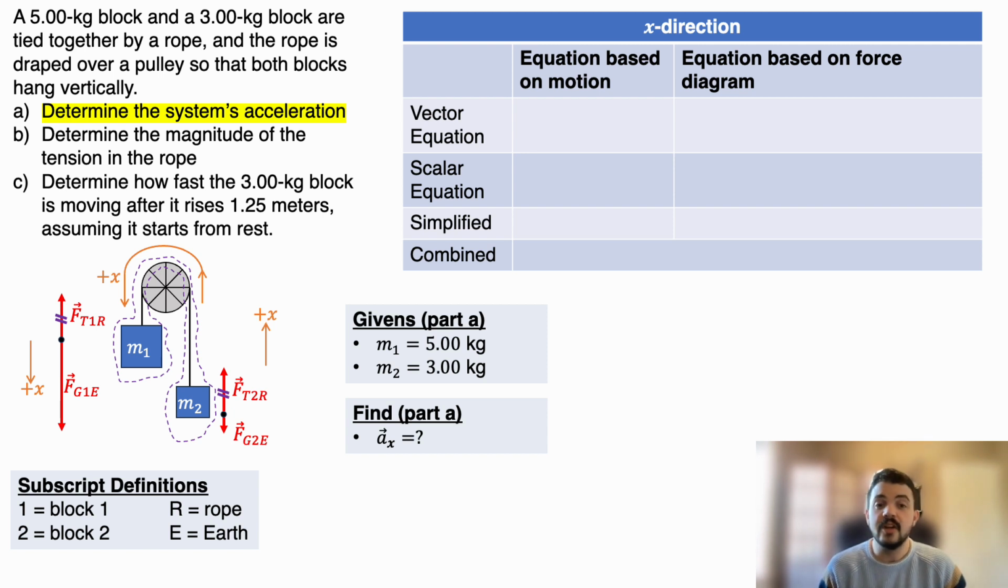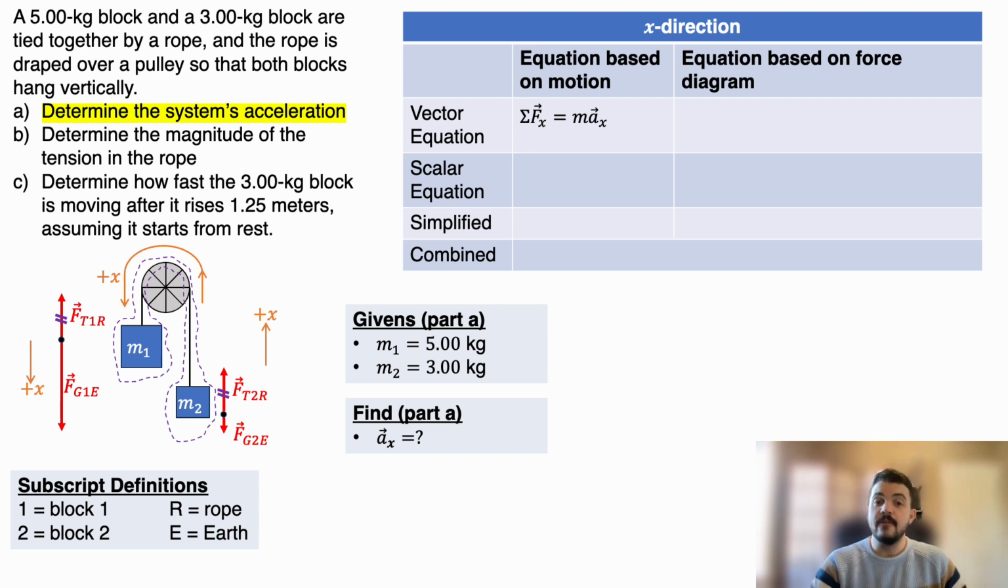Let's start by writing an equation based on the motion of this system. And this system is accelerating. And so when we find the net force, that must be equal to mass times acceleration. Of course, the net force in the x direction will equal mass times acceleration in the x direction.